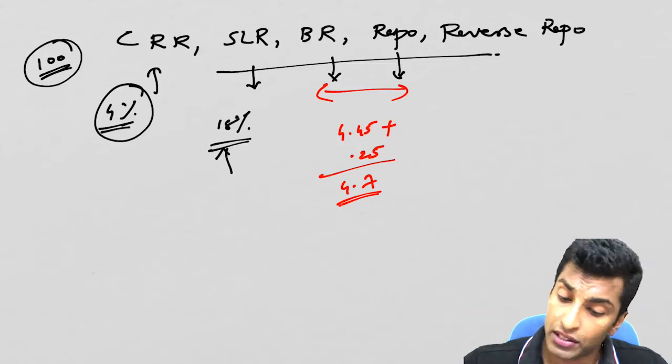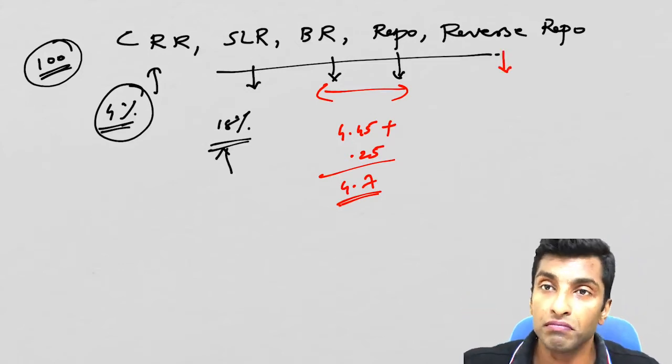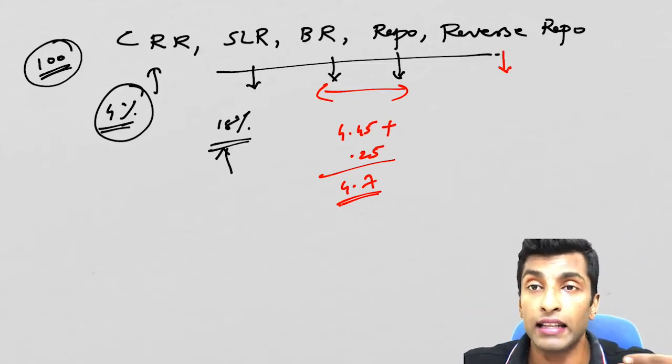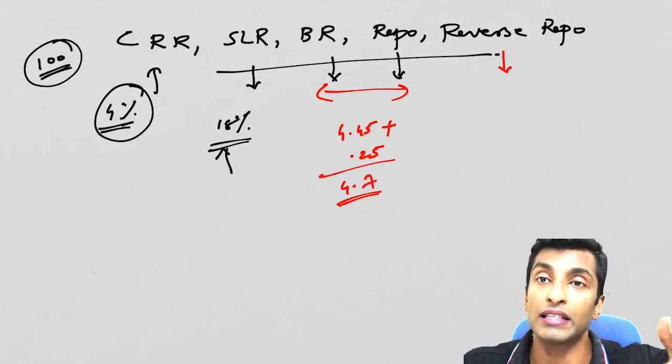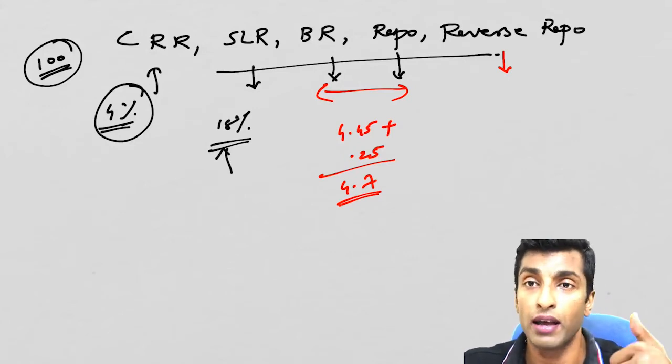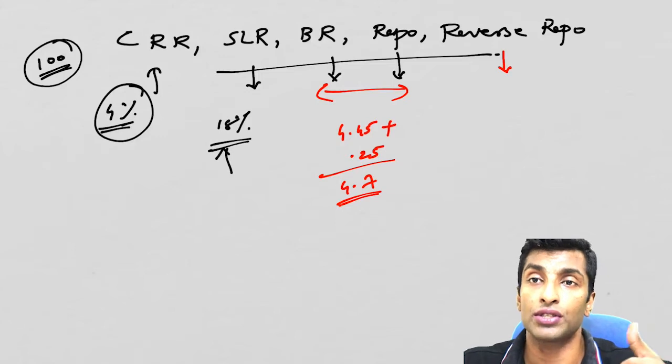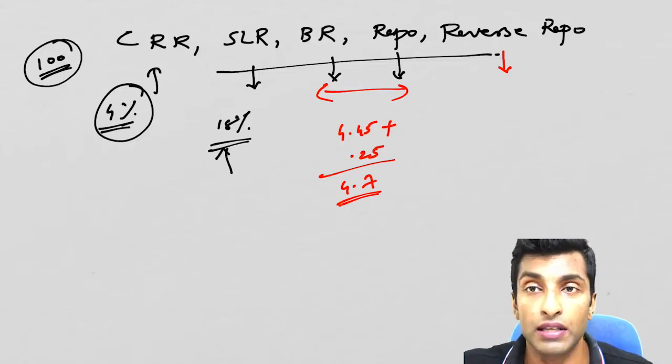Reverse repo is the opposite. RBI sells the government securities to banks. That means selling means giving money to banks. And the rate at which this transaction happens is what you call the reverse repo rate. So I hope this is clear.